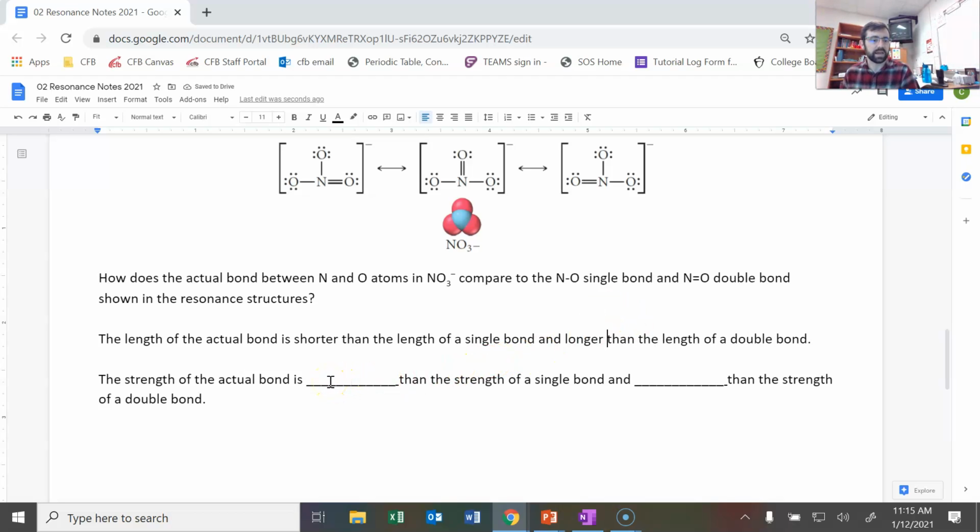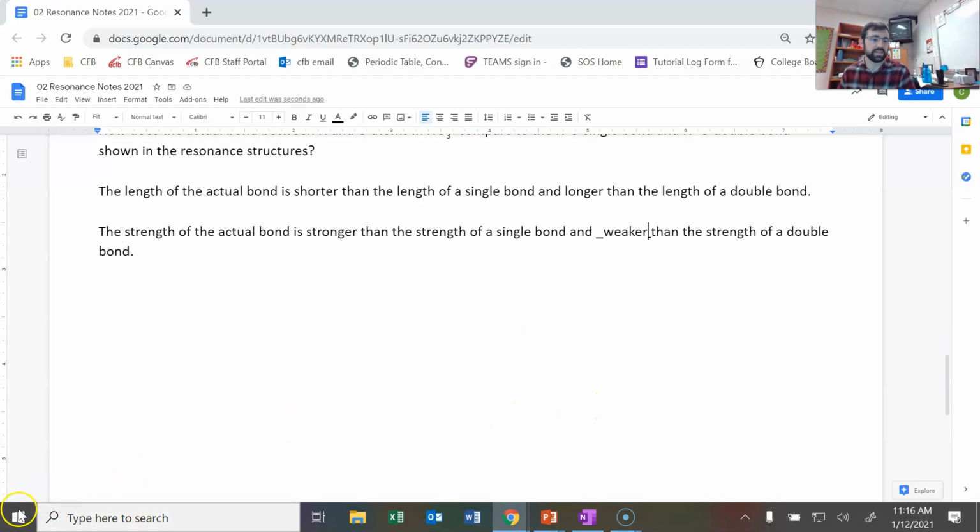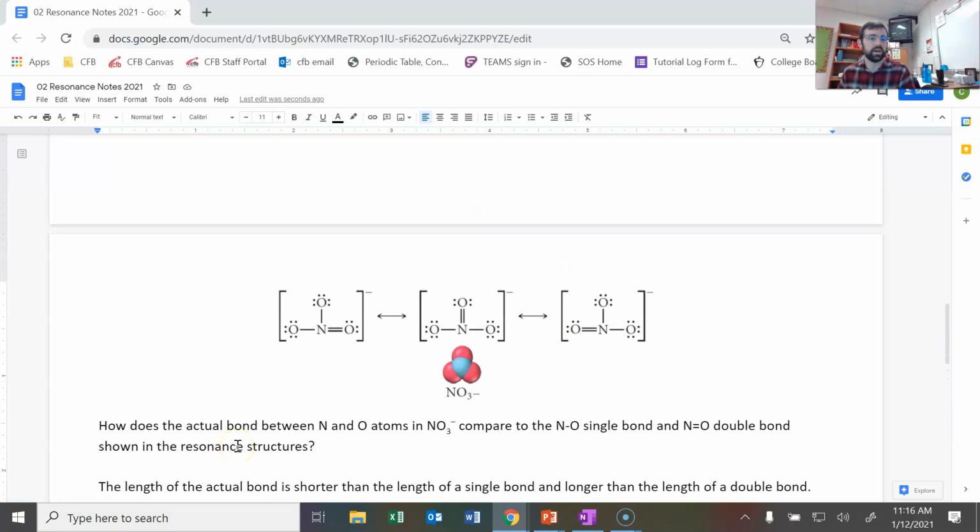And the strength of the actual bond is going to be stronger than a single bond and weaker than a double bond. Okay, that's it for resonance. Just know that a resonance structure is when a double bond could be drawn in more than one place, or a triple bond sometimes. It just differs in where you put the double bonds, where you put the electrons.